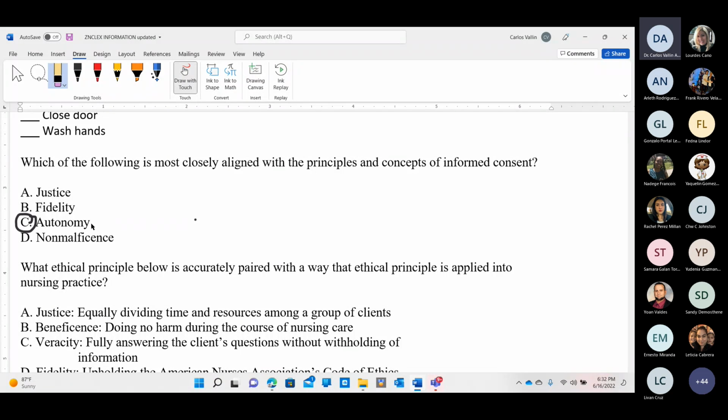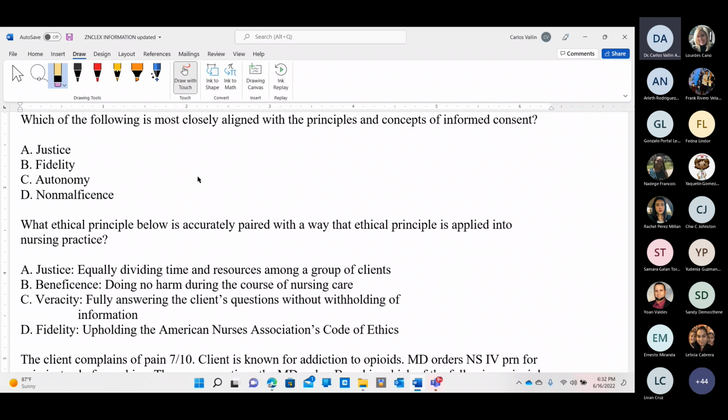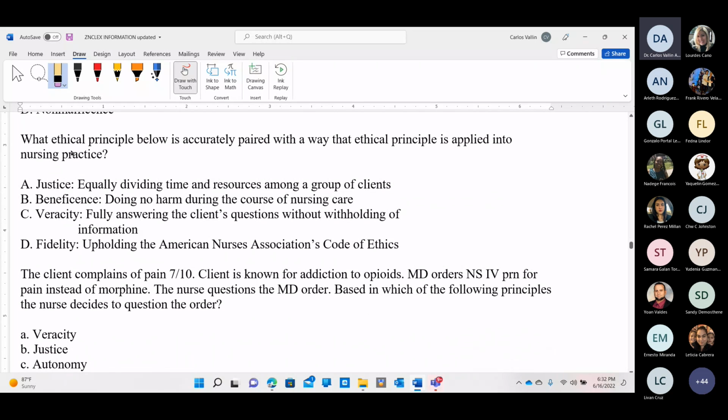Let's see if there are more questions about ethics. Yeah, I think that yes. Okay, to discuss a little other concepts. What ethical principle below is accurately paired with a way that ethical principle is applied into nursing practice? The word is paired, it is saying aligned. So you're going to have, as I see here, a noun and then a description on the side. Let's see which one is correct.